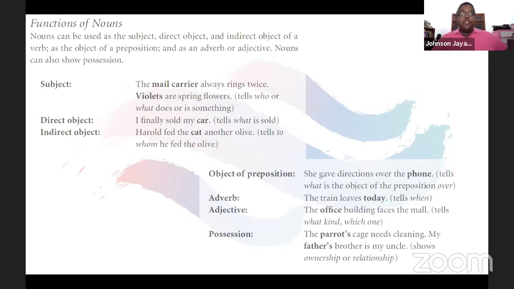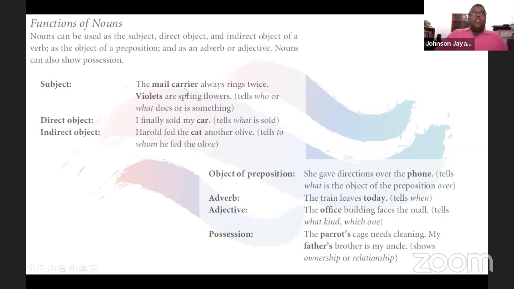Okay, functions of nouns. When it comes to nouns, there are certain functions. Nouns can be used as a subject, direct object, and indirect object of a verb, as the object of a preposition, and as an adverb or adjective. Nouns can also show possession. What's important is mainly the subject.